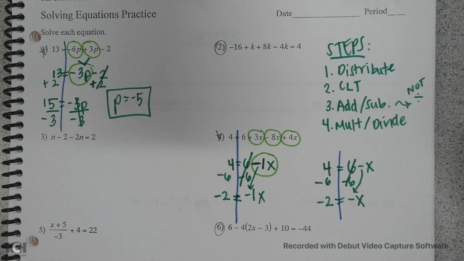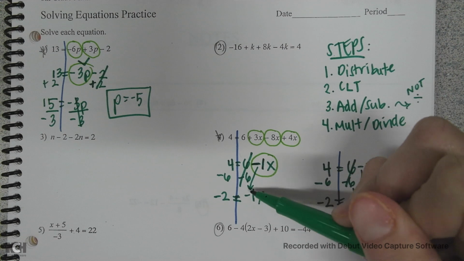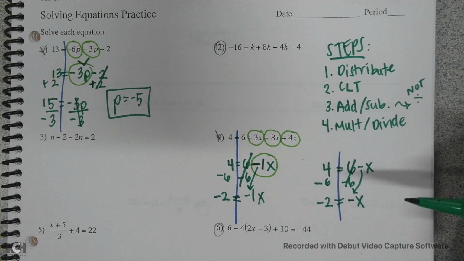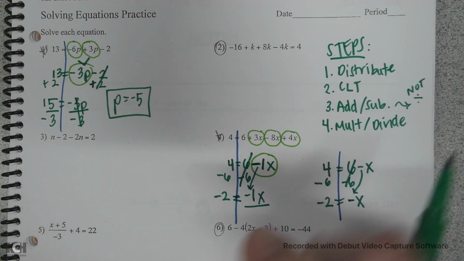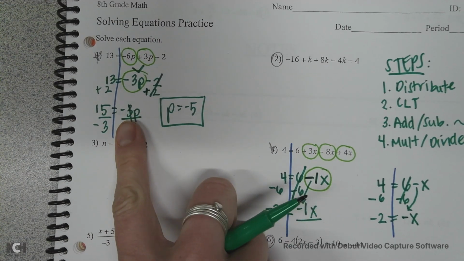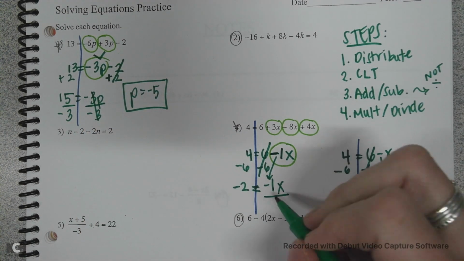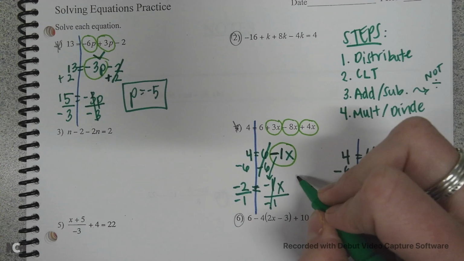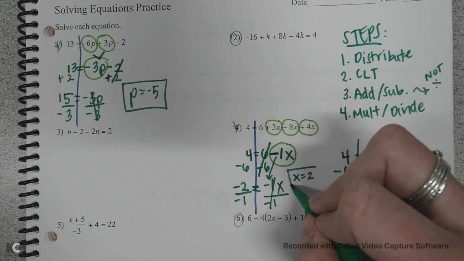Now, we are not done. And you can see that easier on this problem. A lot of times students are confused here. This is really a -1 in front of that x. We cannot leave a negative in front of our variable. It's not finished. So what we have to do is just like we did with our -3p over here. We divided it off. So we're going to divide that -1 on each side, and then x equals a +2.